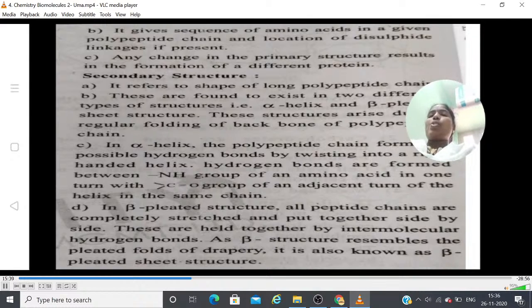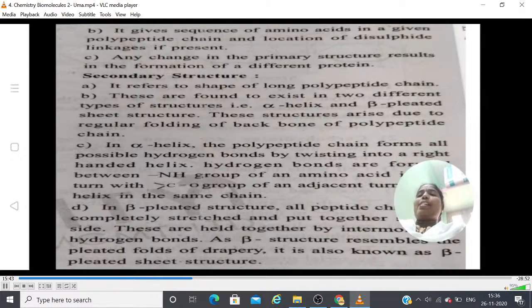It refers to the shape of the long polypeptide chain. These are found to exist in two different types of structures. Two different structures will be formed in secondary structures, that is alpha helix and beta pleated sheet structure. These structures arise due to regular folding of the backbone of the polypeptide chain. So let us discuss one by one.